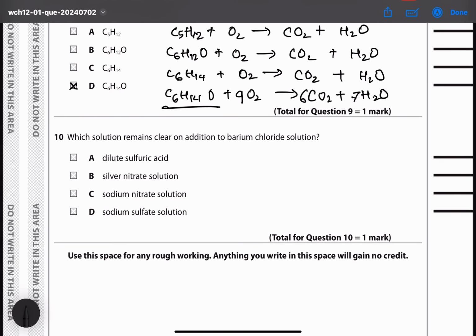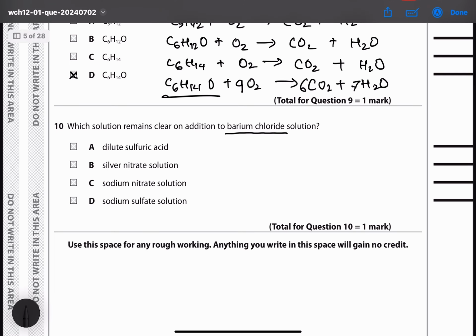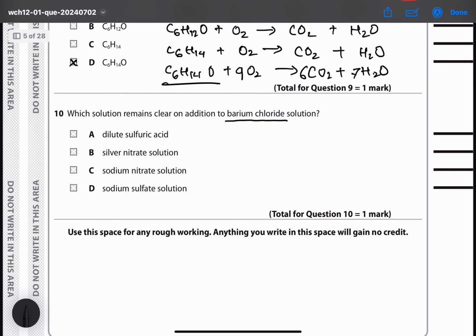Which solution remains clear on addition of barium chloride solution? Okay, so barium chloride is kind of like a test for sulfate. If there is a sulfate ion present, we will get a white precipitate. But the question asks us whether it is going to be clear or not, right? So right off the bat, option A and D is not the answer because both of them have sulfate ions. Now, sodium nitrate is going to be our answer.